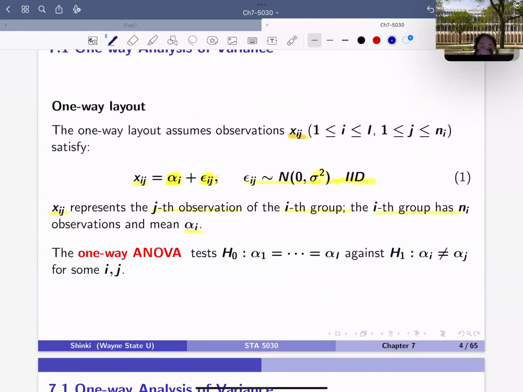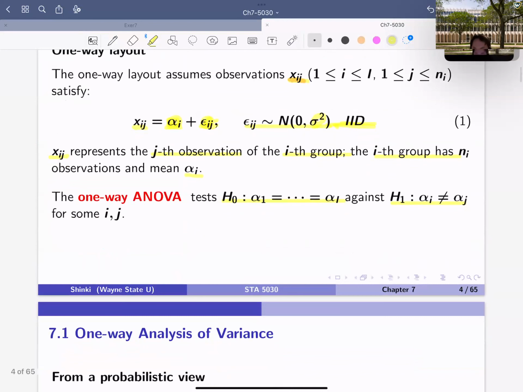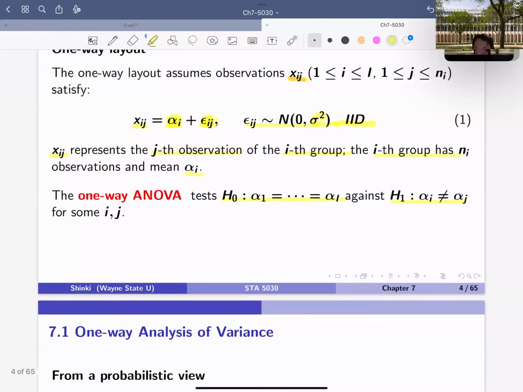And what's our objective? Our objective is testing. So we are extending the t-test. So our objective is that all means are the same. And the alternative hypothesis is that some of the alpha i's are different. So alpha i is not equal to alpha j for some pairs ij. So this looks a little vague, but basically we want to see if this factor has some information or no information.